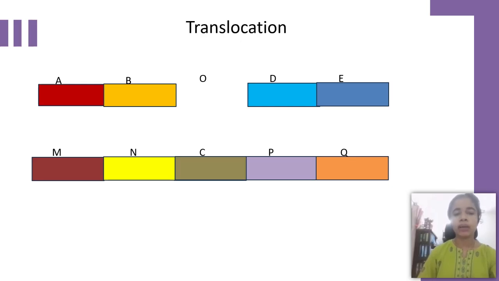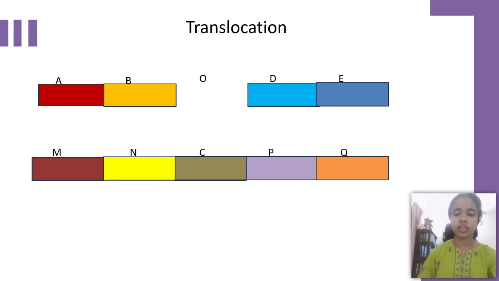Coming on to the second type, the non-reciprocal translocation. Here, a piece from one chromosome moves to another without getting anything back. It causes unbalanced gene dosage. So the effect can be bigger here.